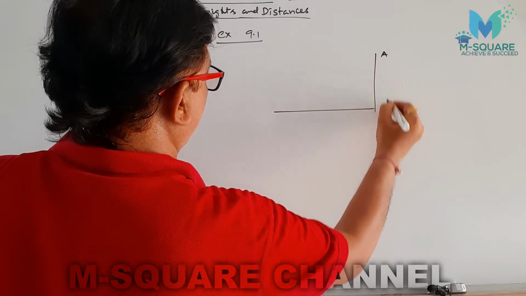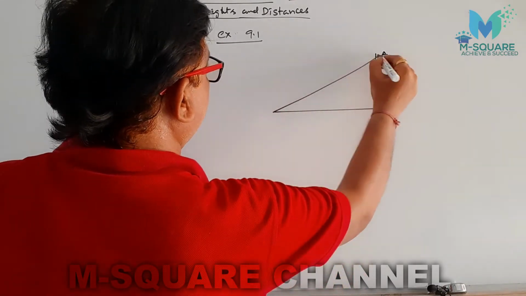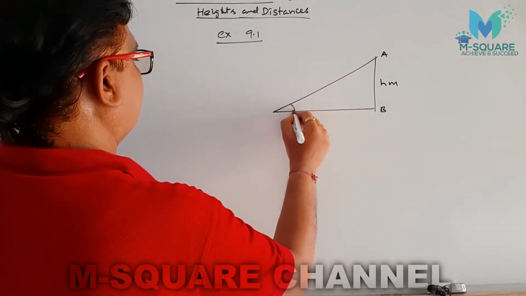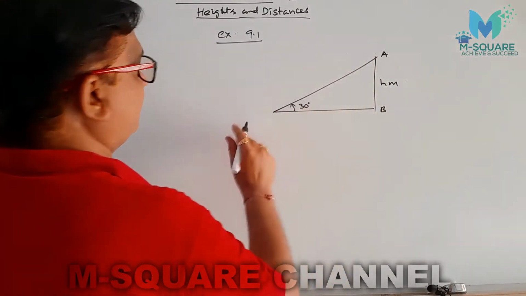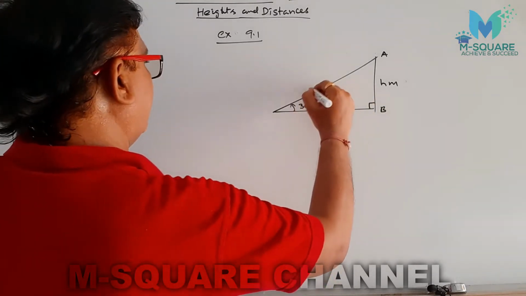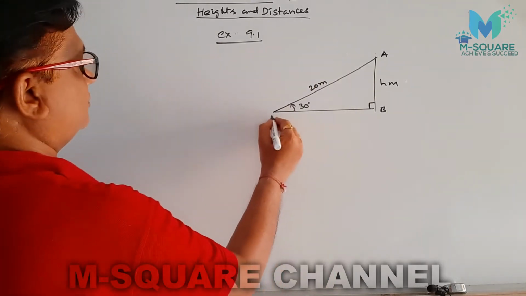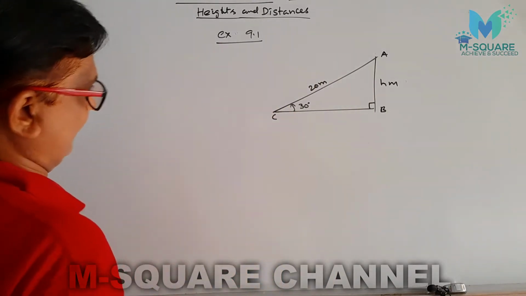AB is the pole height, which we don't know and are going to find out, h meters. The angle made by the string with ground level is 30 degrees, so the pole is always 90 degrees, and the string length is 20 meters. That means the observer is C.